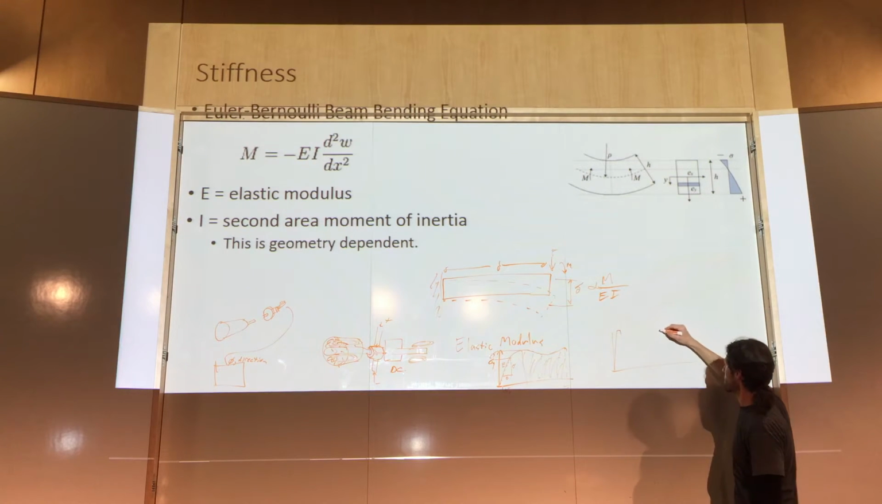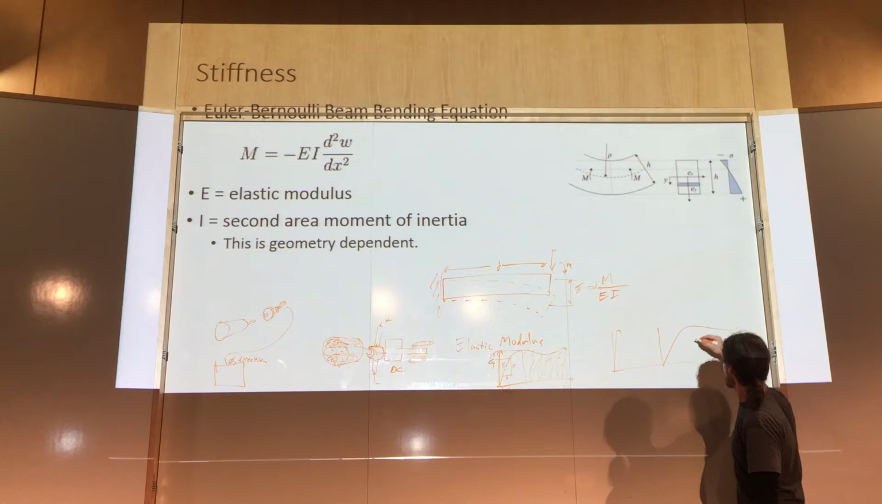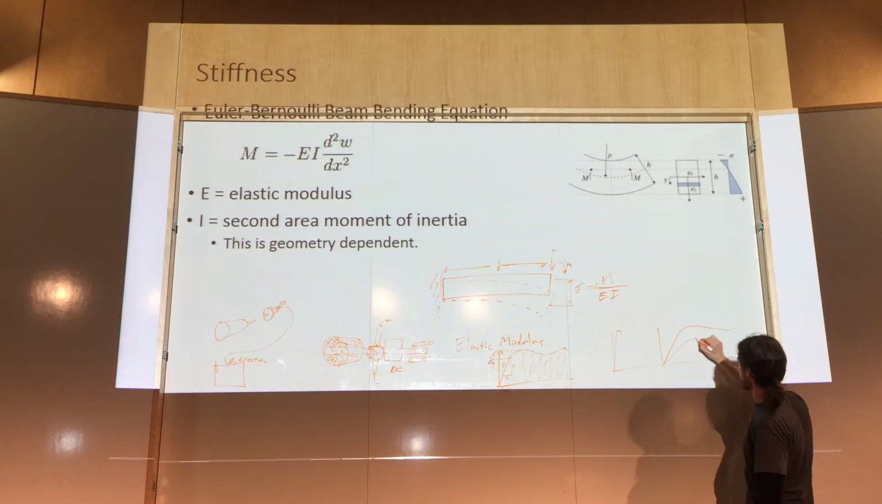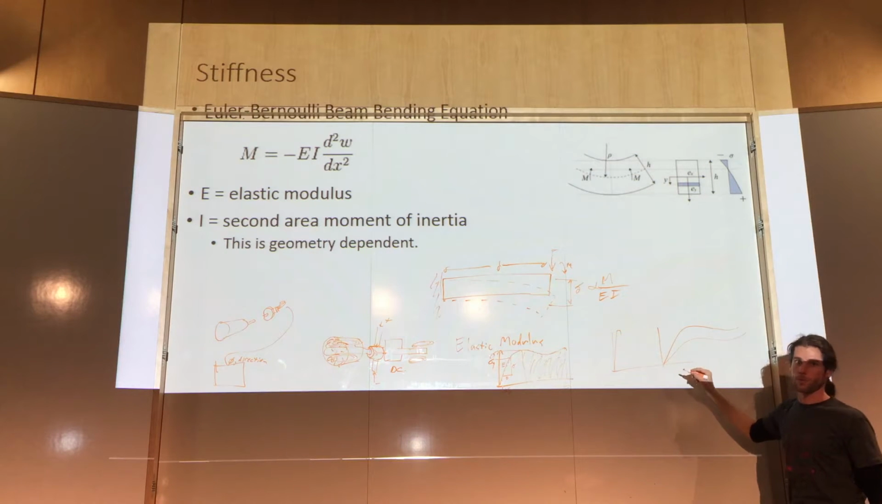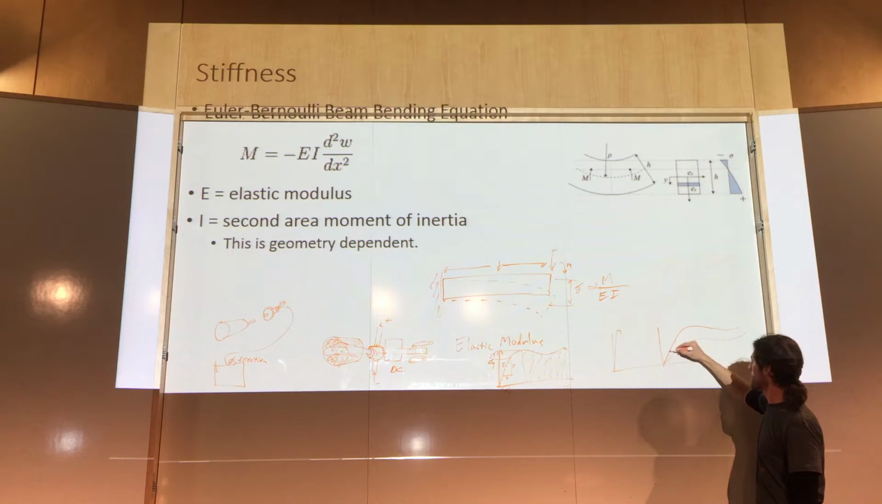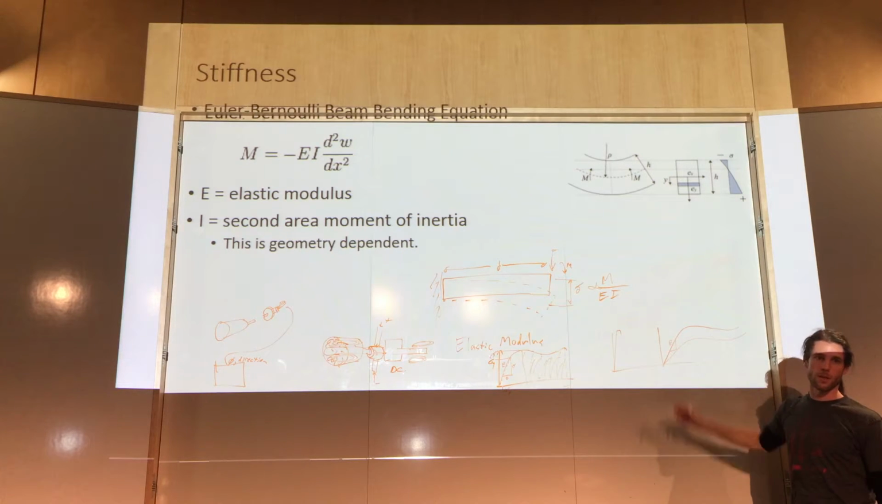If it's something that's very ductile, it may look something like this, or it may look even something more like this. And so what you want to look at is what is the slope of that line, and is that something that's useful for you or not?